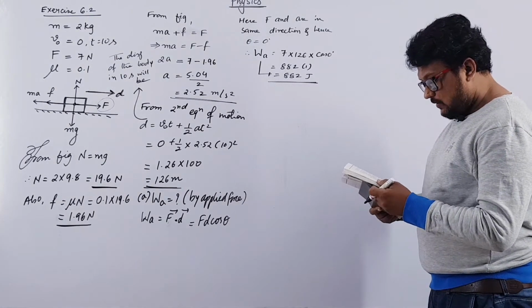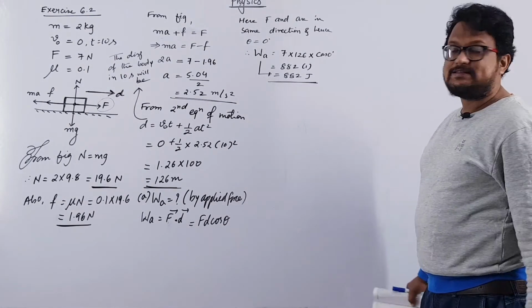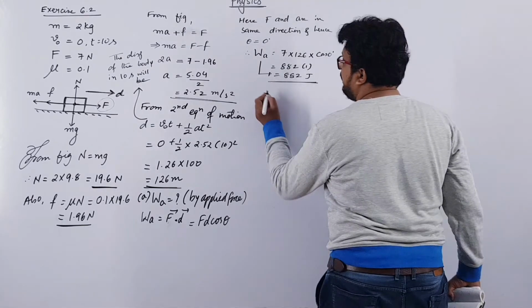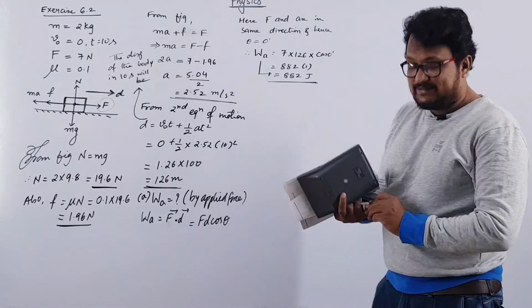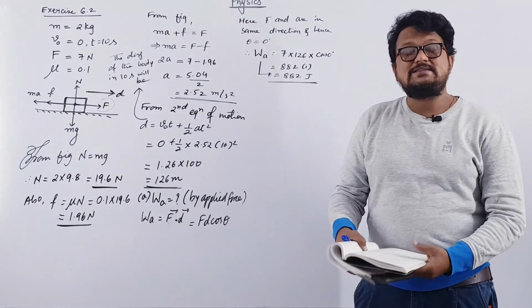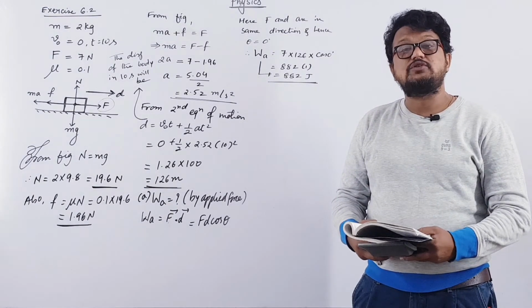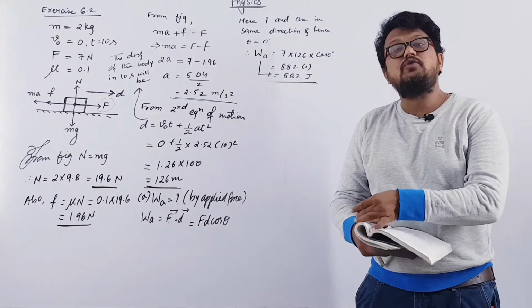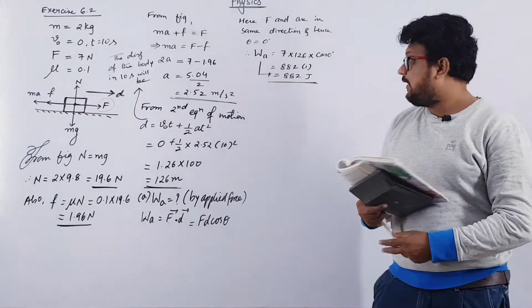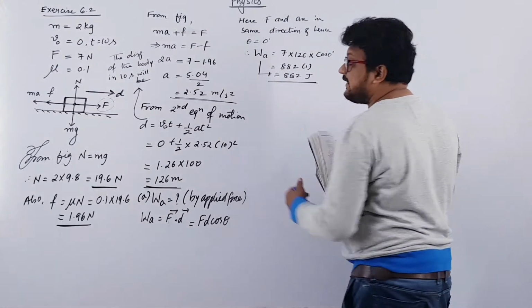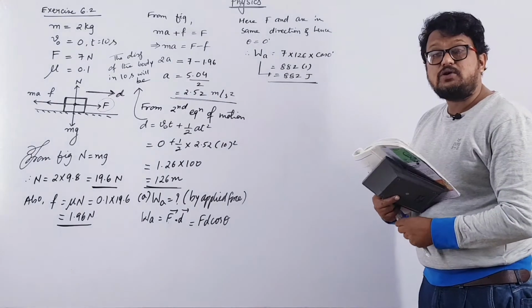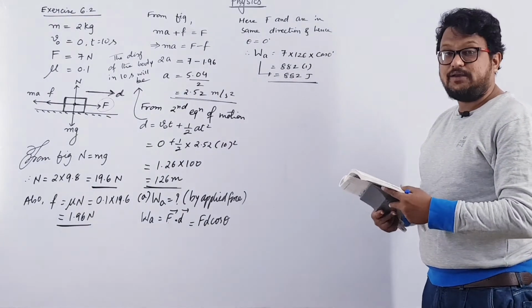Second thing, work done by the frictional force in 10 seconds. The next quantity which we need to find is the work done by the frictional force in 10 seconds. If instead of 10 seconds it is given that work done by frictional force in 20 seconds, then again you have to find displacement for 20 seconds, like what we have done over here. For 10 seconds we have calculated displacement.